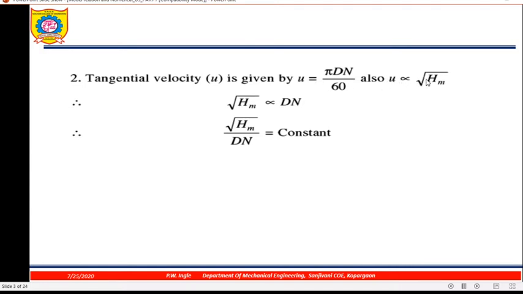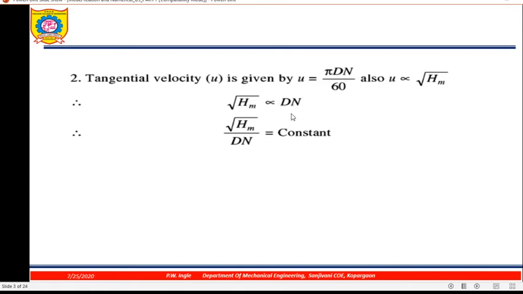So u is proportional to under root H_m. How is u proportional to under root H_m and how is u proportional to DN? Pi is constant, 60 is constant, so u is proportional to DN, number one. Next, u equal to Ku under root 2gH_m. Ku is the speed ratio, it is constant, 2 is constant, g is constant. So finally u is proportional to under root H_m and u is proportional to DN. Therefore, under root H_m is proportional to DN.